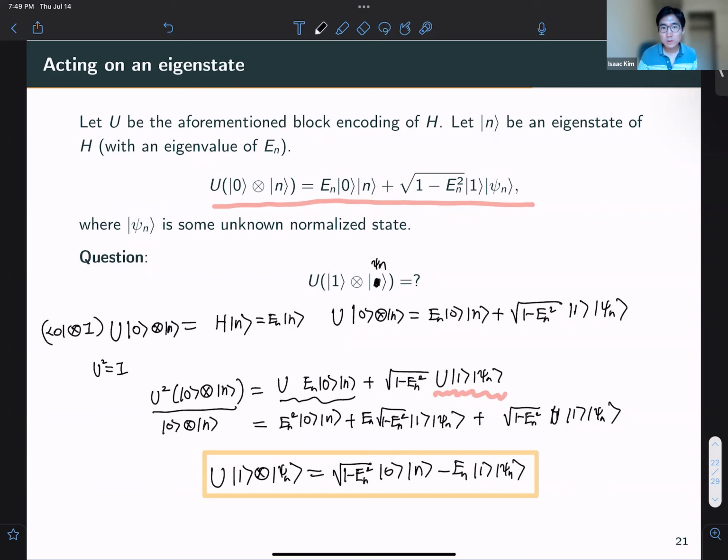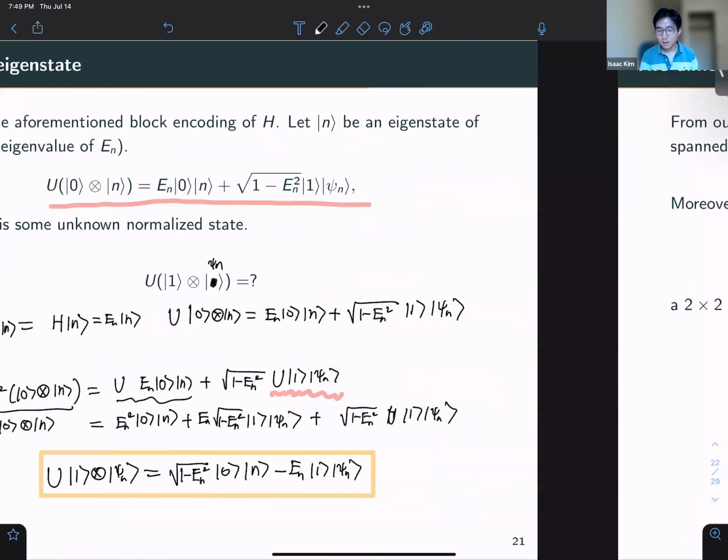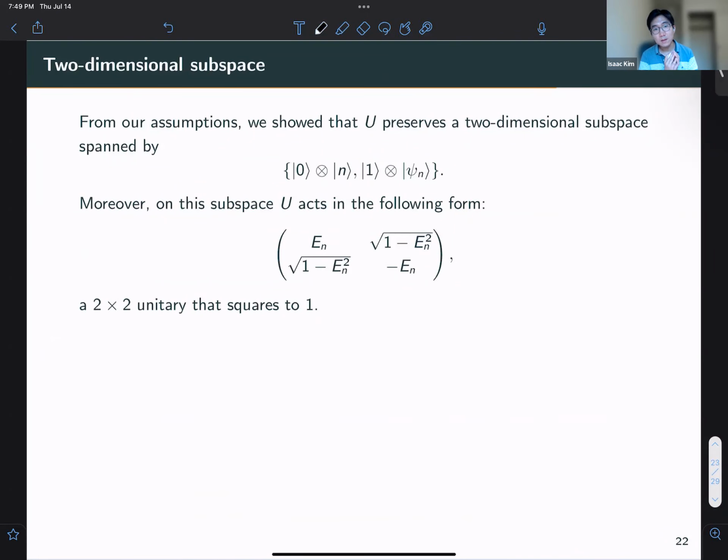So an important lesson from this, and it's a very important observation, is that there is a two-dimensional invariant subspace spanned by the action of U. And that subspace is spanned by these two vectors, 0 tensor n and 1 tensor psi n. I think this is really cool because we don't even know what this psi n is. Nevertheless, just because U squared is identity, we were able to identify the existence of this subspace. Moreover, on this subspace, U acts in a very particular way.